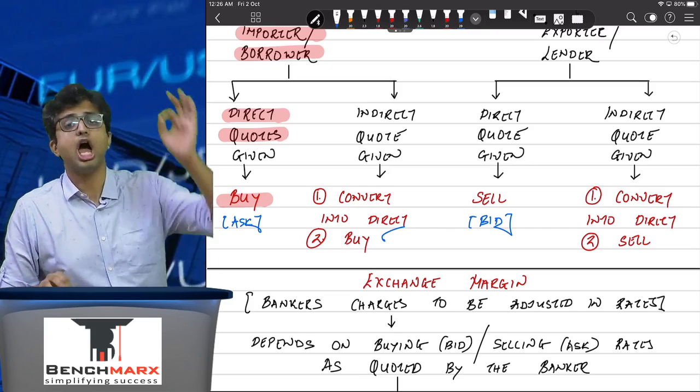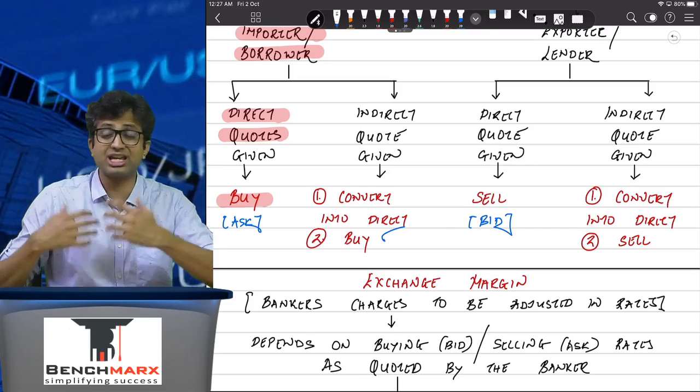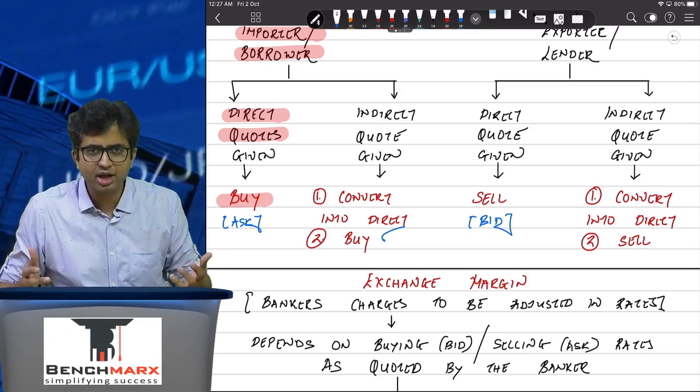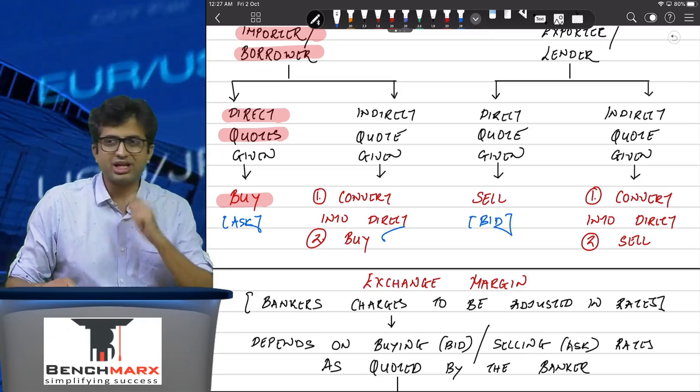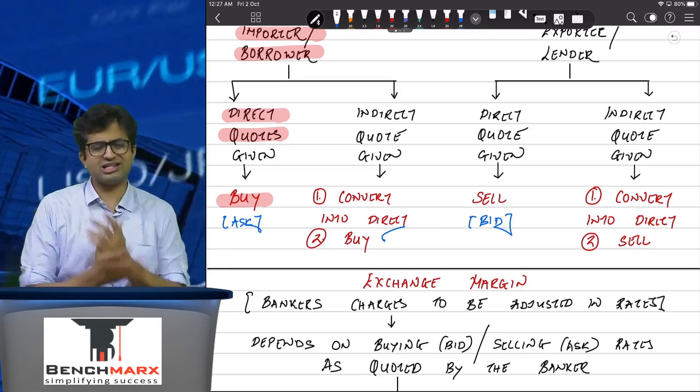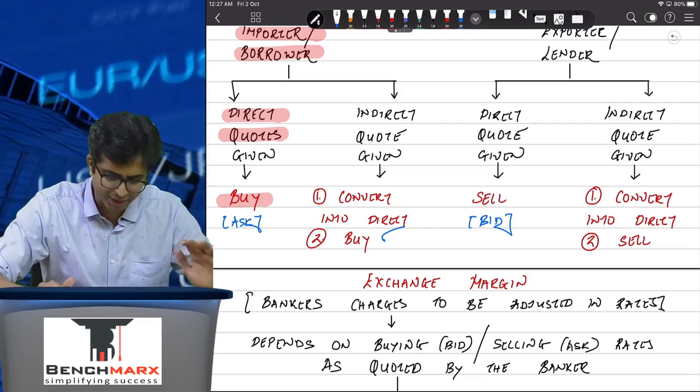Remember, as a customer, you will always enter into a losing position. If you have to buy, then you have to pay more. If you're going to sell, you're going to get less in your hand. This is how the foreign exchange market works.